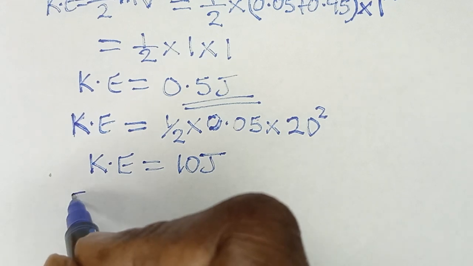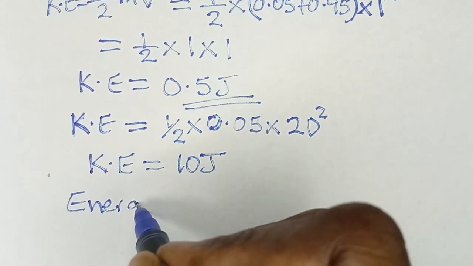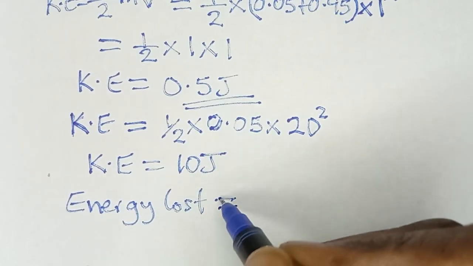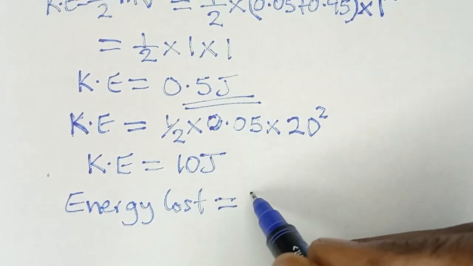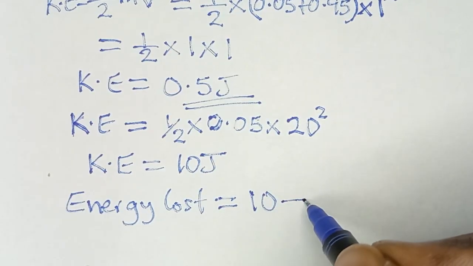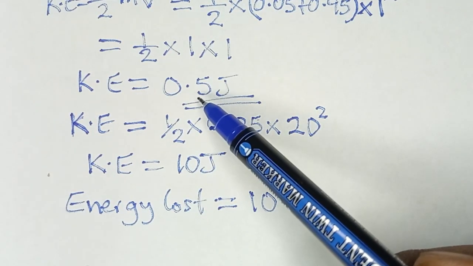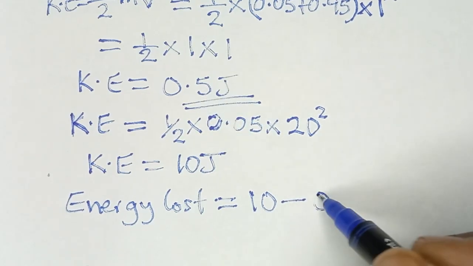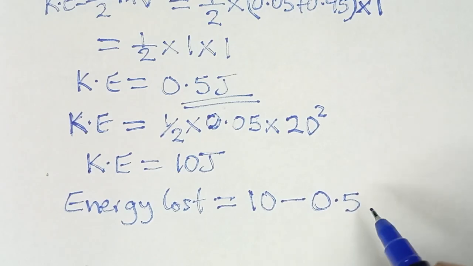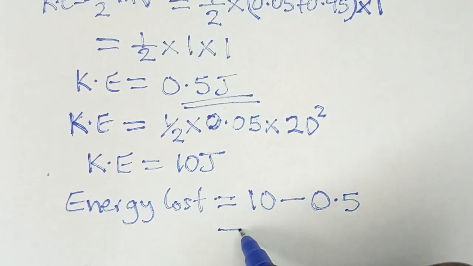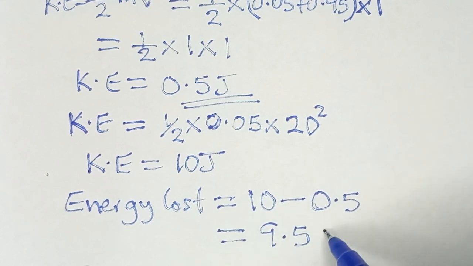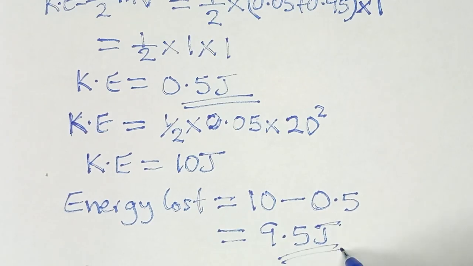So we say energy lost. The energy lost in the process will be equal to the total initial energy, which is 10 joules, minus the energy after collision, after impact, and that is 0.5. And from there, we can get the total energy loss. 10 minus 0.5 is 9.5 joules. So this is the energy lost by the collision process.